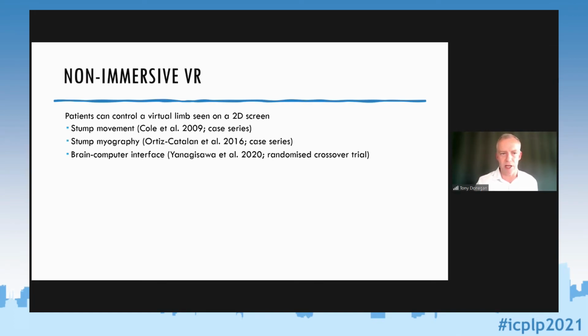And there's been a few of these published, and I'm sure that they're familiar to many of you. So you can use stump movements to drive the movement of that virtual limb, and even stump EMG with the phantom motor execution. And we'll probably hear more about that over the next few days. I think there's actually a forthcoming randomized controlled trial on that. So, and also brain-computer interfaces. So this recently published paper used magnetoencephalography to drive the movement of a virtual limb on a screen.